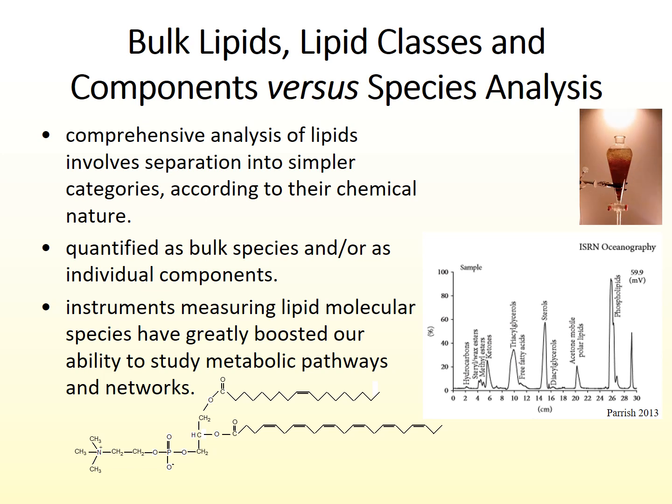pathways and networks. Bulk lipids would be equivalent to total lipids, and you would acquire your lipid extract and do a phase separation. You could take the extract, remove the solvent, and simply weigh it, so you can get total lipids by gravimetry. You can also get total lipids by summing the individual lipid classes.